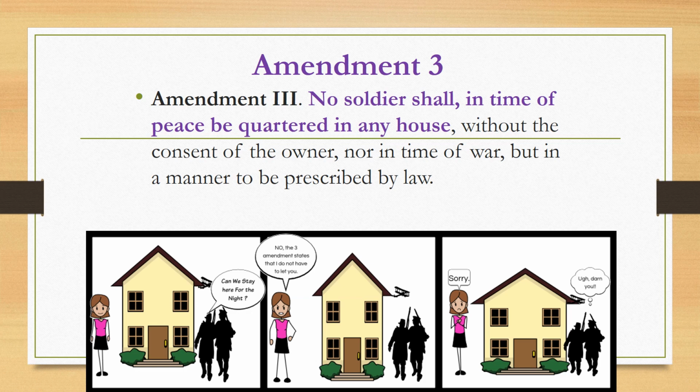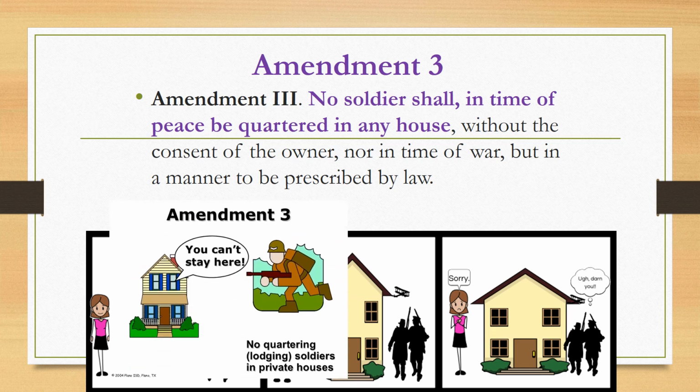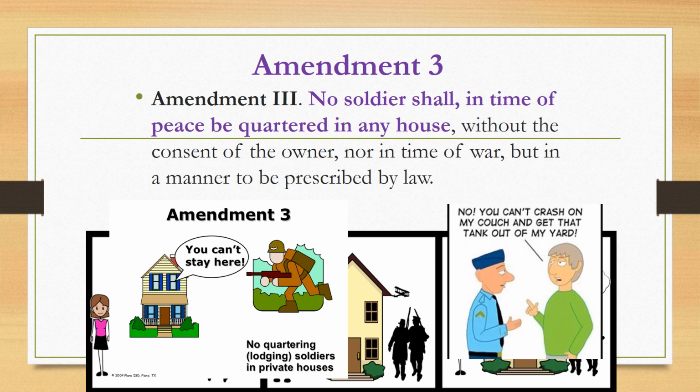Amendment 3: no soldier shall in a time of peace be quartered in any house without consent of the owner, nor in a time of war, but in a manner prescribed by law. Sound familiar? The Quartering Act, right before the Revolution. The Founding Fathers did not want soldiers to be forced upon the people, just like the British had forced soldiers into their homes before the Revolution during the Intolerable Acts. So you can say no. If a soldier asks to come to your house, you can say no.